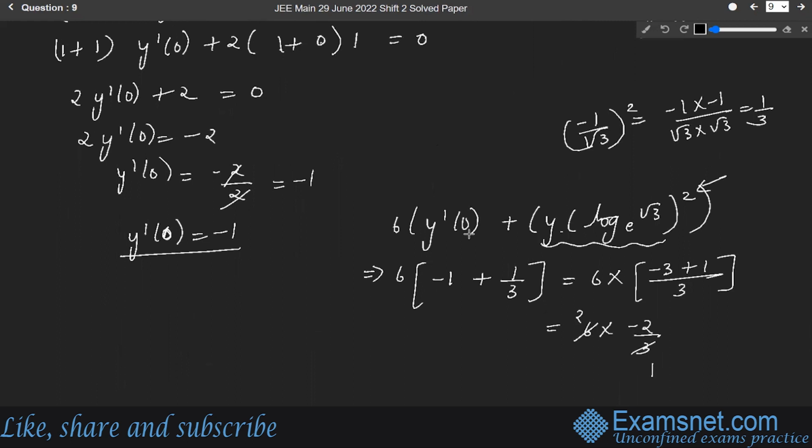3 ones are 3 and 3 twos are 6. So 2 into minus 2 is minus 4. So this is the value of the given expression. So for this question, the correct answer is minus 4. I hope you are clear with this question.